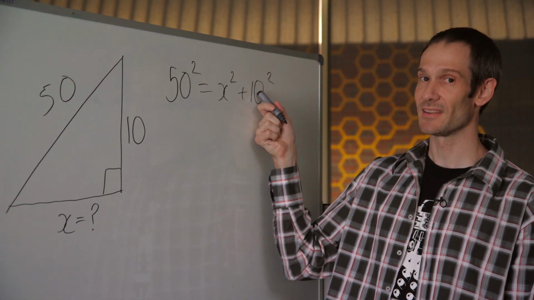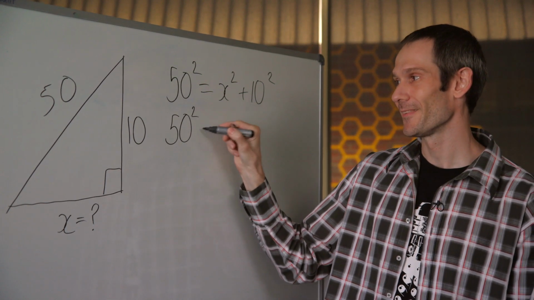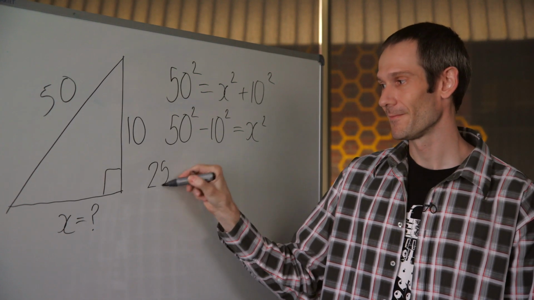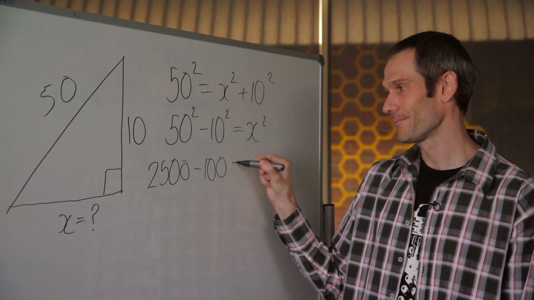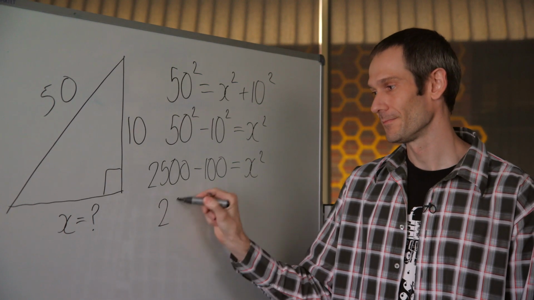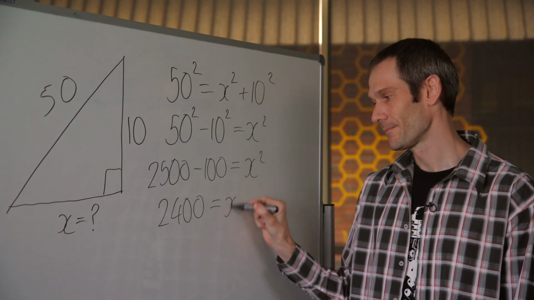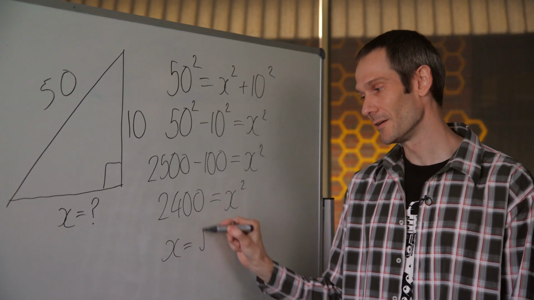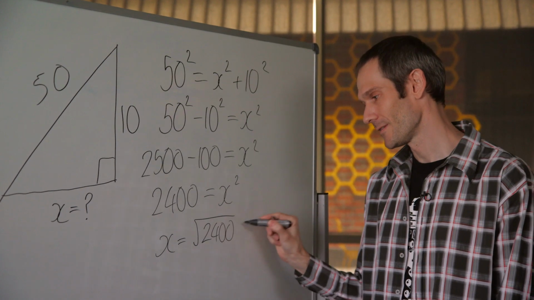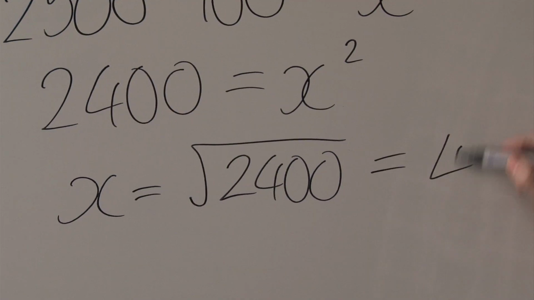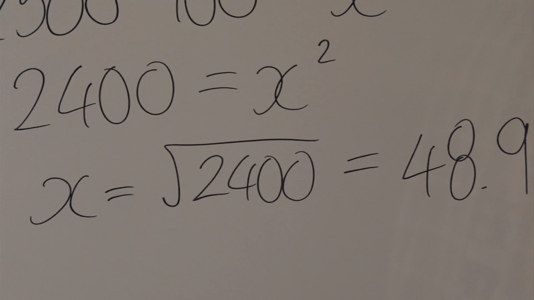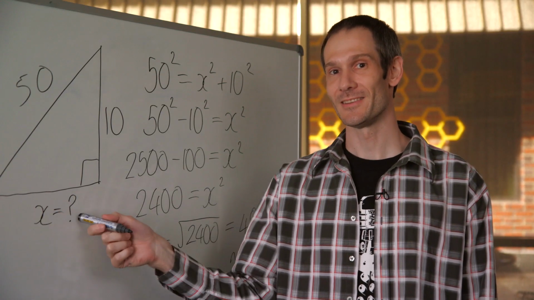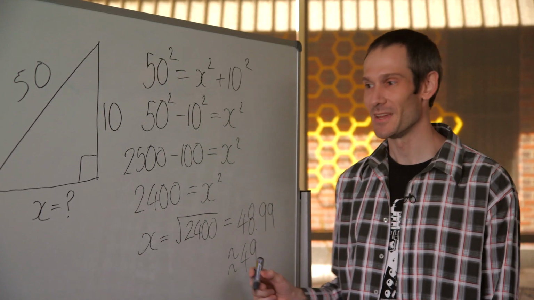So we need to solve for x, make it the subject of the equation. I'll start by subtracting 10 squared from both sides. Evaluating this, x squared is equal to 2400. To solve for x, take the square root of 2400. So therefore we know that the horizontal distance covered is approximately 49 metres.